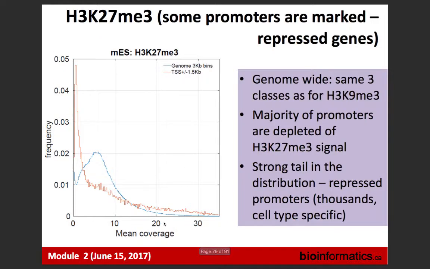Then the next mark, again a repressive mark, H3K27me3. We do exactly the same plotting. So what do we see here? On first look, it's anti-enriched. So the majority of promoters have very little signal of this, compared to genome-wide. However, you can immediately see that there is a long tail. So there are some promoters out of 20,000, maybe 10%, which have this modification. And again, somewhere here we can put a threshold and decide which promoter is marked and which is not.